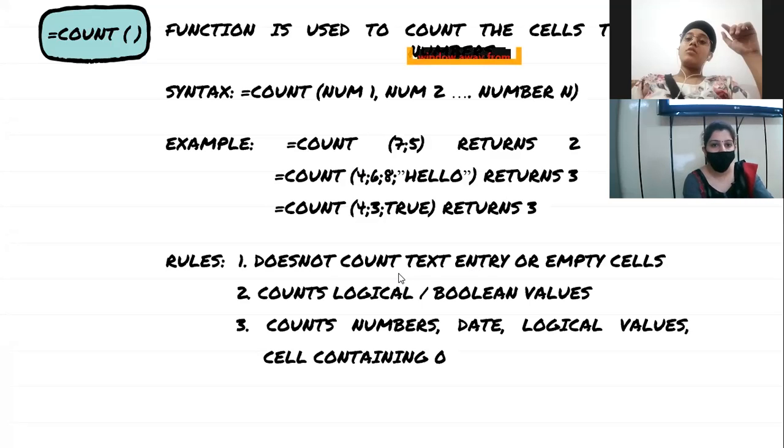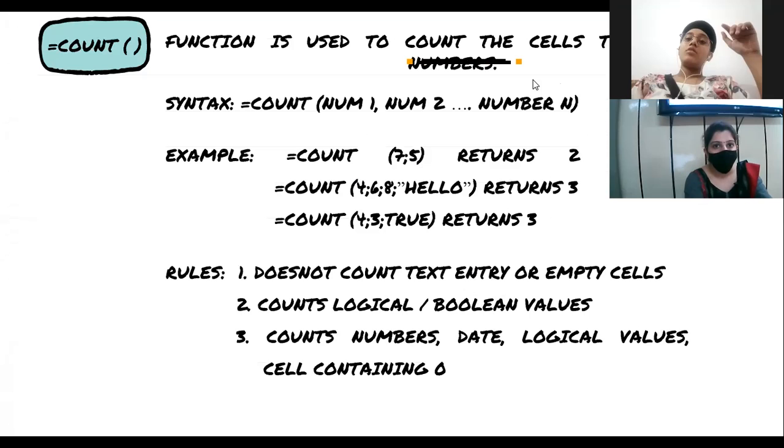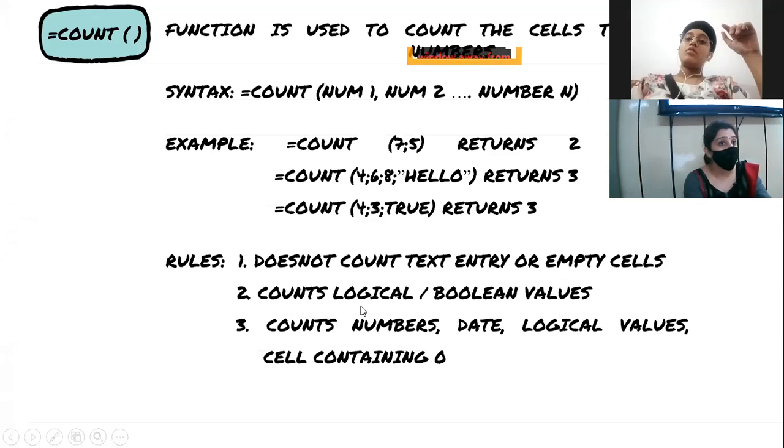Clear? So let's look at the rules now. It does not count the text entry or the empty cell. अगर blank cell भी है, कोई खाली cell पड़ा है, it will not get counted. Clear? The next is it will count logical values. अभी हमने discuss किया true and false case, so it will be included in the count function. Next, it will count the numbers. It will count the date as well. अगर किसी cell में date पड़ी हुई है, it will be counted. Clear? And if the cell is containing 0, again it will be counted. The rules are clear to everyone?